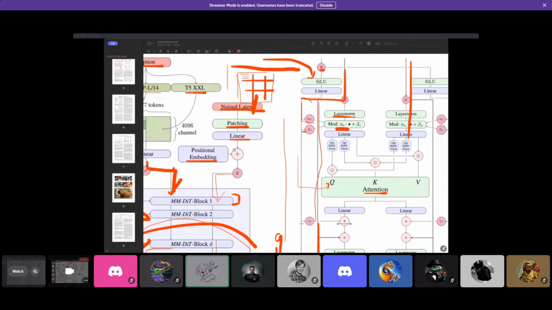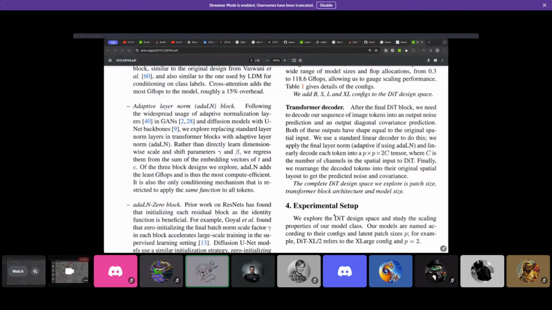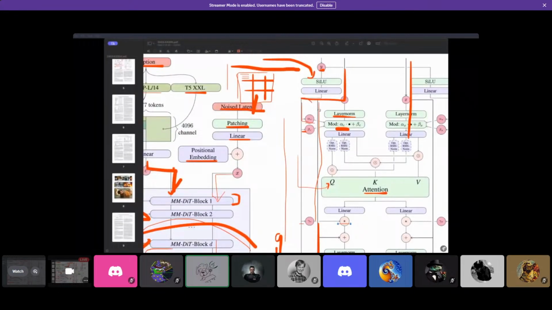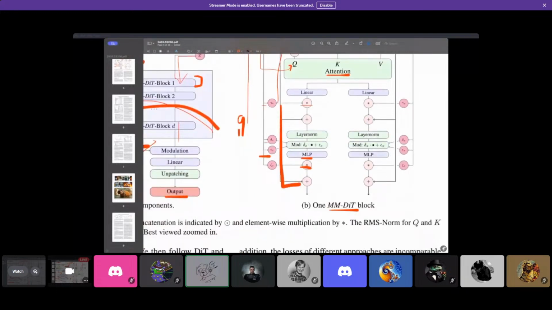Okay. So down here, this is the ADA LN 0 block. So this here, the adaptive, if I understand correctly, is for these two here. These are the shift and scale parameters of the layer norm. That's what they call modulation. And also for these gates, where you just multiply the signal, which is essentially a gate or a scaling factor.